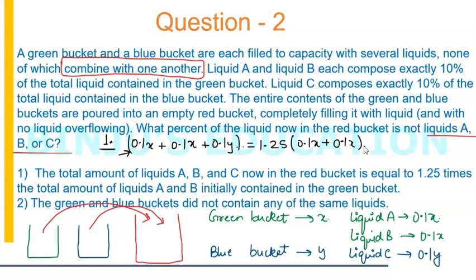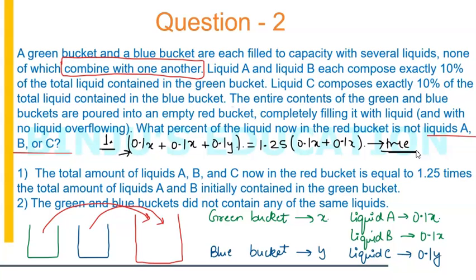Right? So, which means if you're going to make this statement and evaluate the value of x in terms of y or y in terms of x, and from there figure out your answer. Because if you consider this equation to be true, assuming there is no liquid C in the green bucket and no liquid A and liquid B in the blue bucket, you will definitely get your answer from statement number 1, because you'll get a relationship between x and y, and from there you can figure out the percentage.